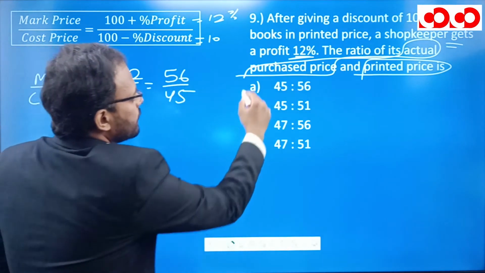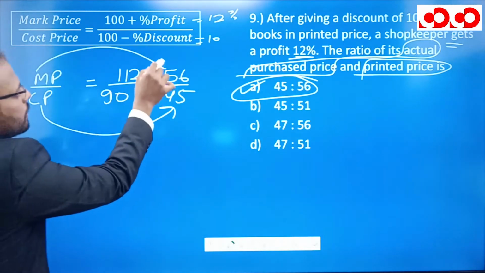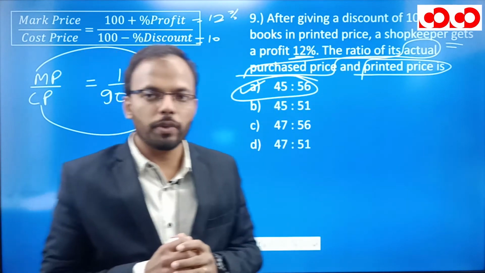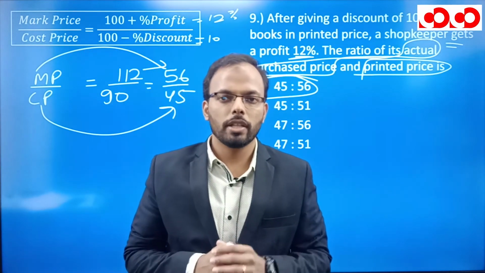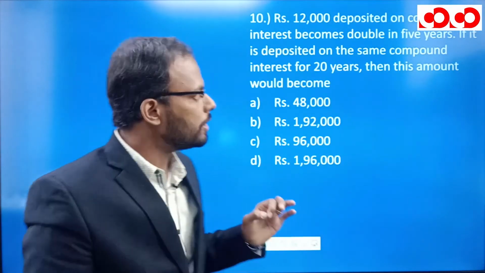So we can see option A is correct because cost price is 45 and mark price is 56. The ratio of cost price and mark price is 45 by 56. I hope this question is also clear. Let's move on to the 10th question of the day. So here is the 10th question. Let's try to solve it.